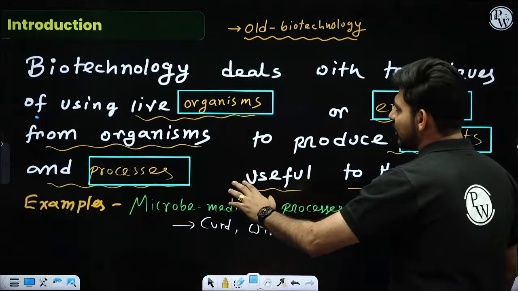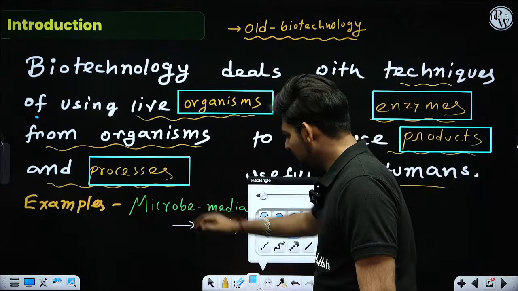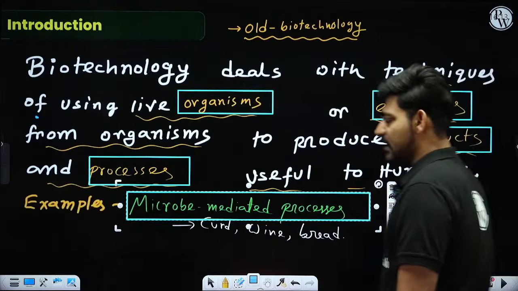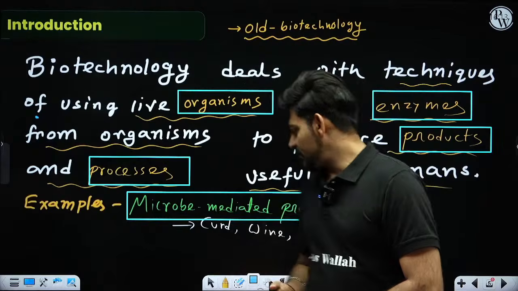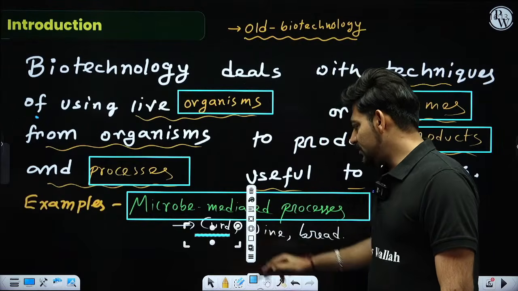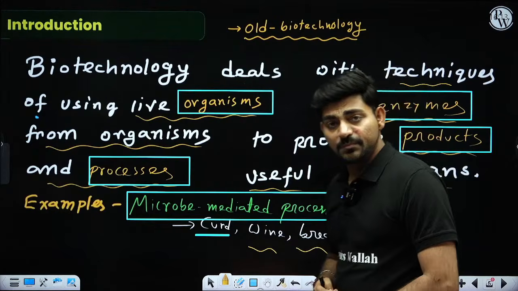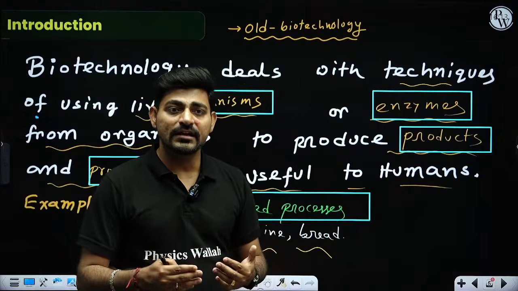Now, if we talk about classical biotechnology, all of them were microbe-mediated processes. In your kitchen or at home you can also perform that. You can produce curd, you can produce wine, or you can produce bread or beer, right? So this is called the fermentation industry.